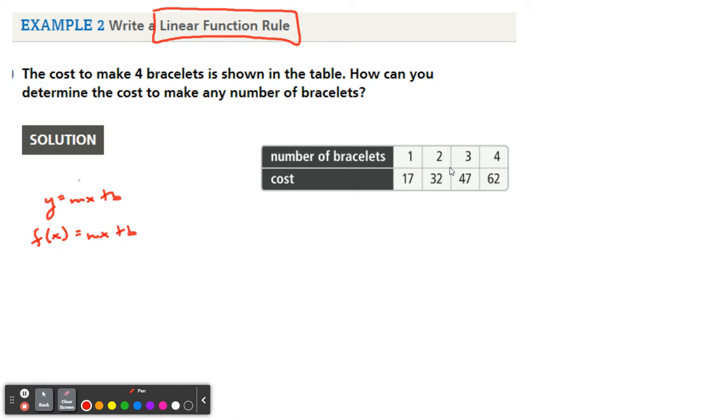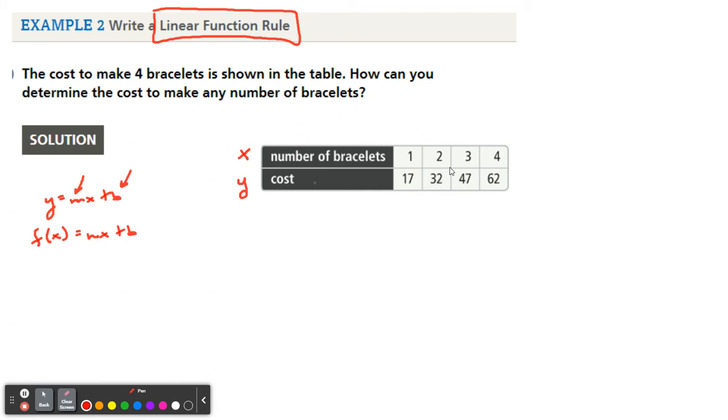So we need to find our slope and our y-intercept. Well, this table is going to give us the slope because this table is a set of ordered pairs on this linear graph. The number of bracelets will be our x value and the cost will be our y value. So what we're going to do here is look at how the x's and the y's are changing. Slope is change in y over change in x. It's also called a rate of change.